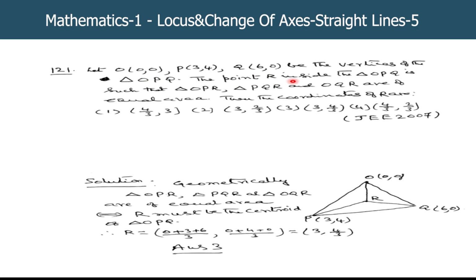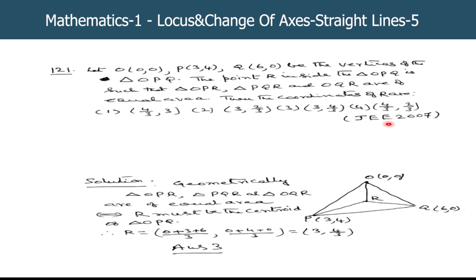121. 0 0, P 3 4, Q 6 0 be the vertices of a triangle OPQ. The point R inside the triangle OPQ is such that triangle OPR, triangle PQR and triangle OQR are of equal area. Then the coordinates of R are: 1, 4 by 3 comma 3; 2, 3 comma 2 by 3; 3, 3 comma 4 by 3; and 4, 4 by 3 comma 2 by 3.